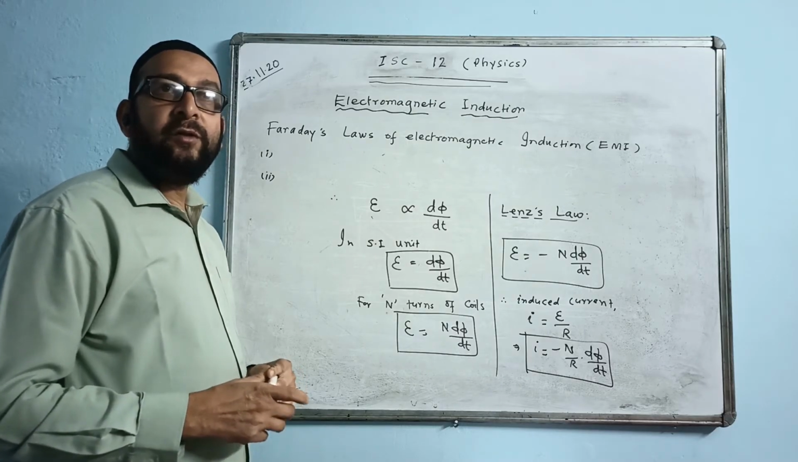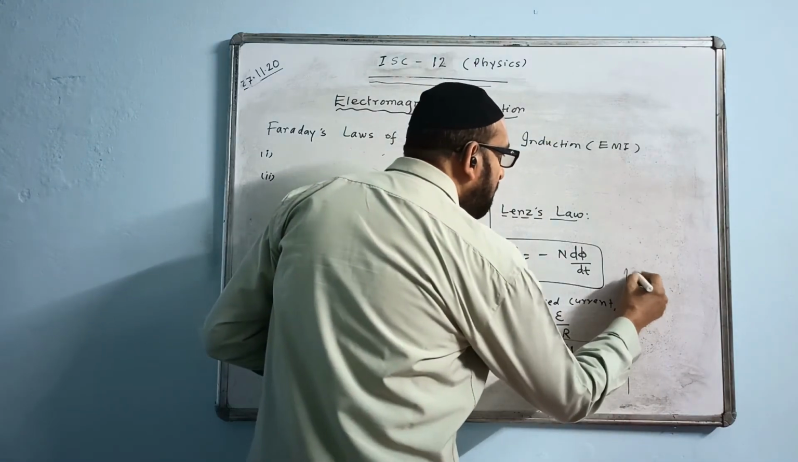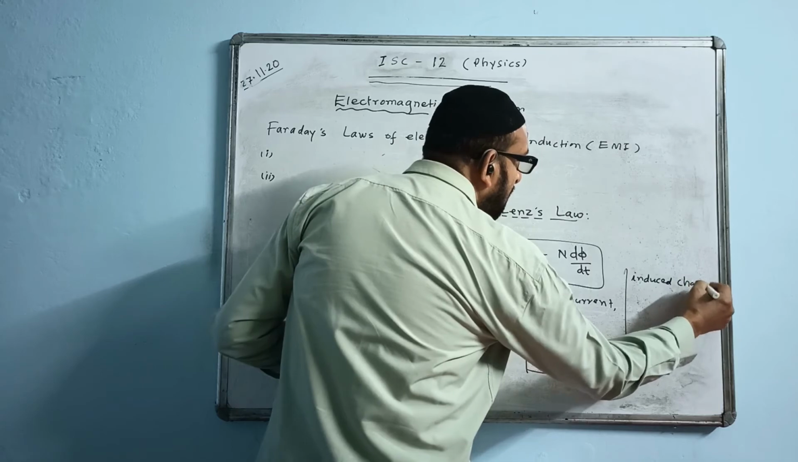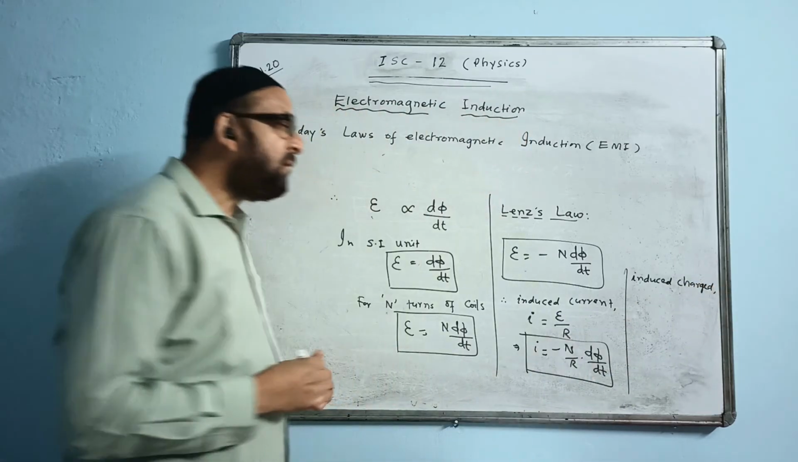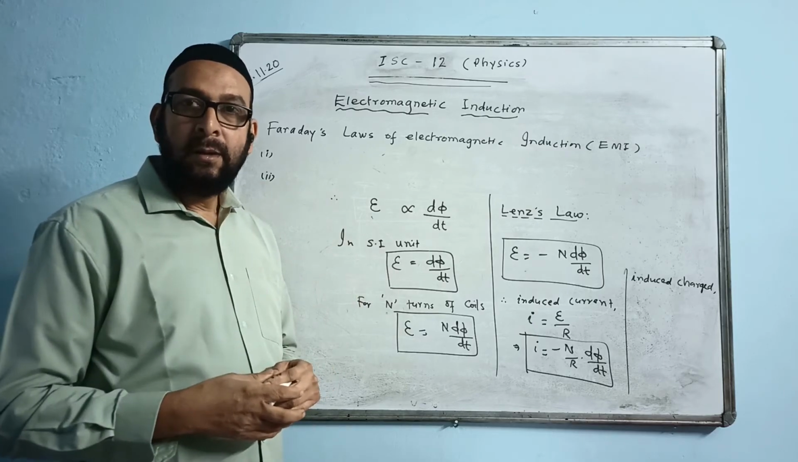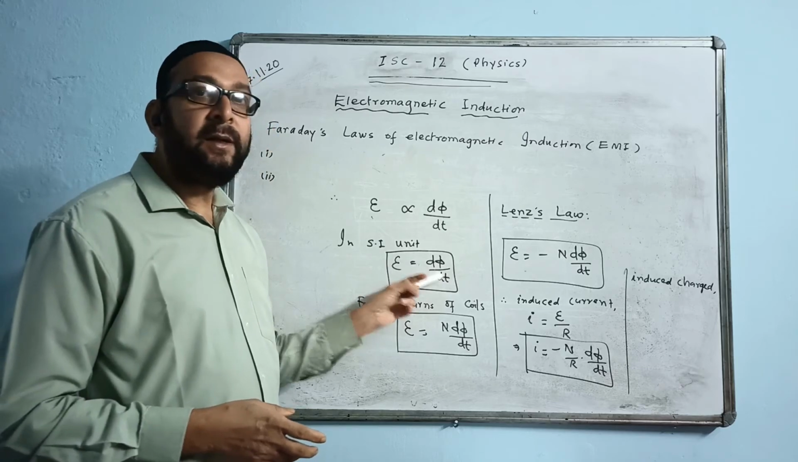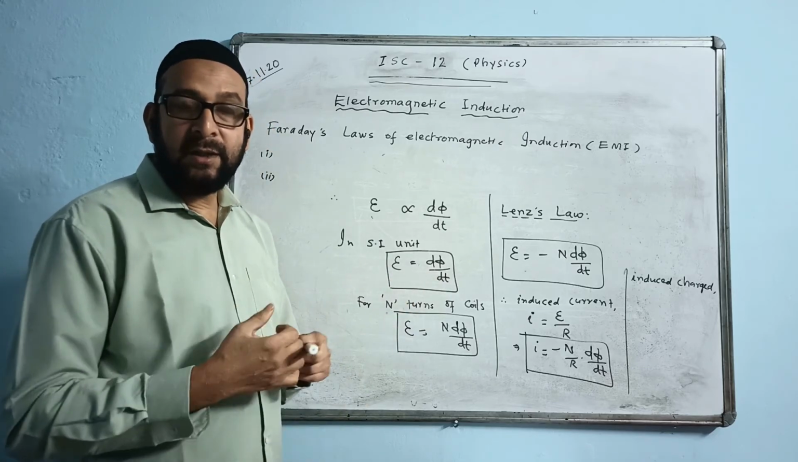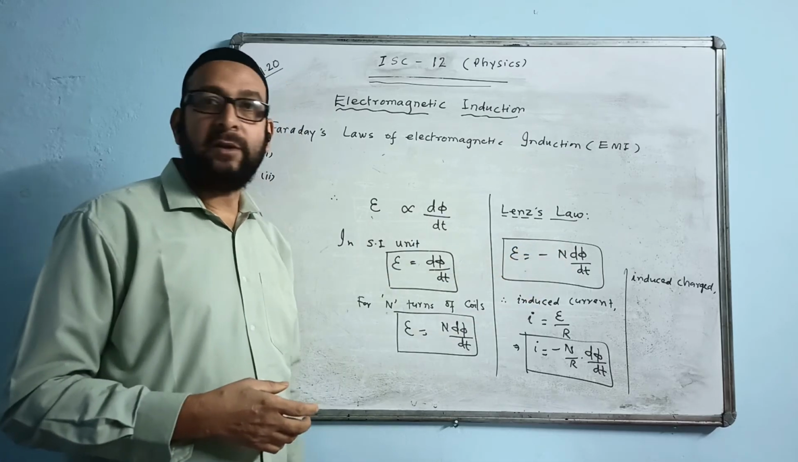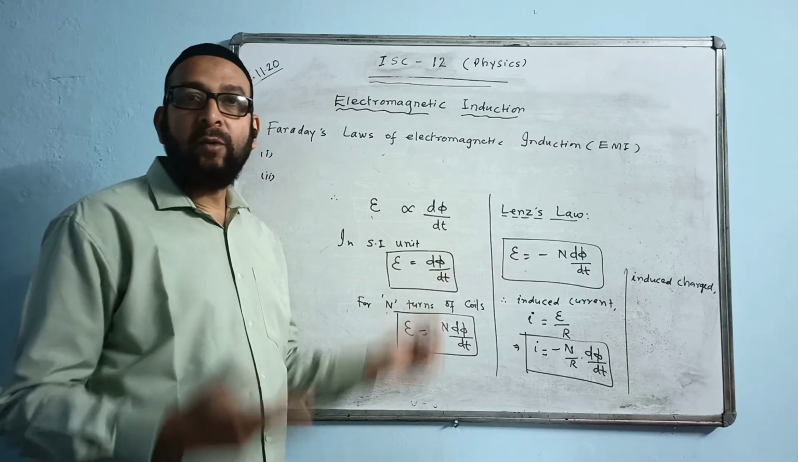We will find the formula for the induced charge also. Why are we using the word induced? Induced means motivated, inspired. Because if we don't have this d phi by dt, then current will not be there. Current is inspired or generated by the change of flux, d phi by dt. When there is no change in it, there will be no EMF.